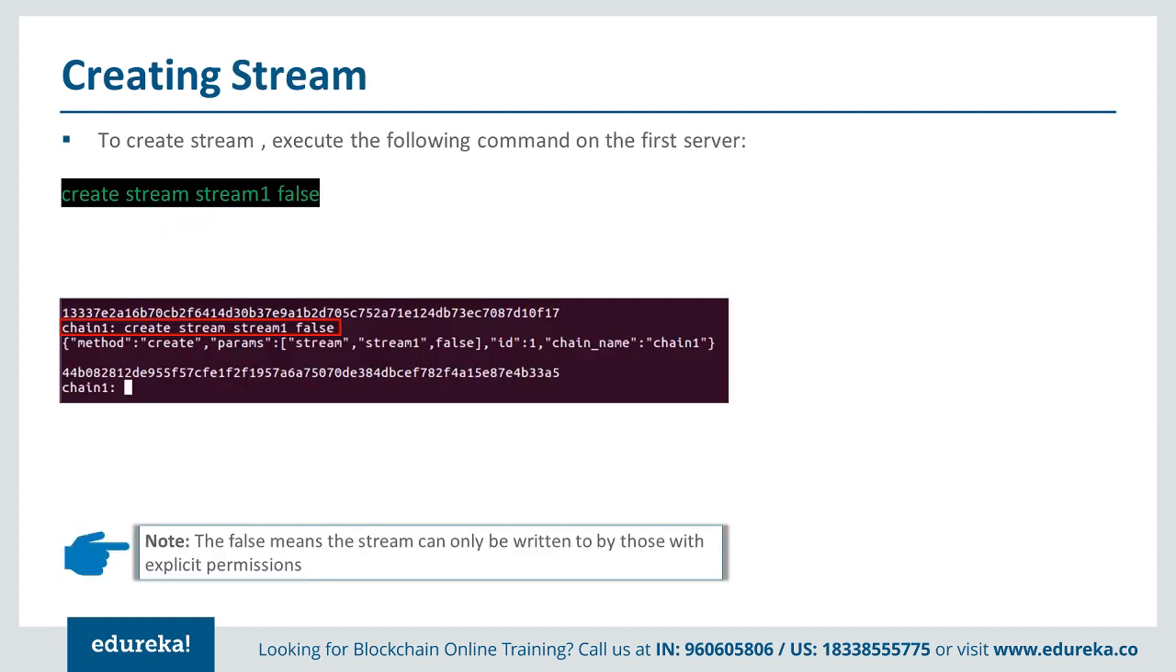Now the second thing that we can do is we can also create a stream. A stream is basically a key-value database that we can create, and then we can share that database from one node to another based on the permissions that we have given. So create stream1 false. This has created a stream.